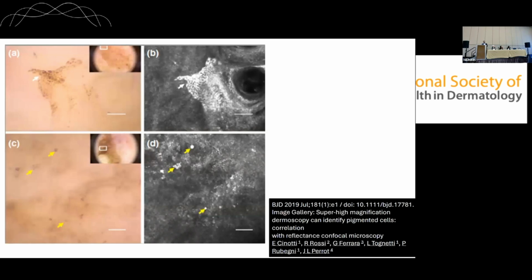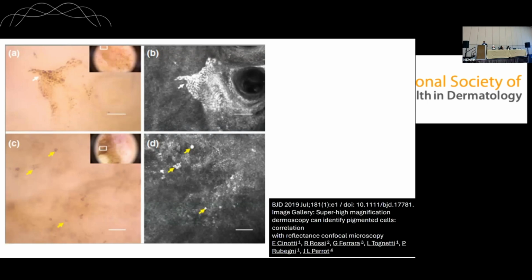This is 400x magnification. And for people who do confocal, they realize that these are melanocytes, pigment cells, right? If you look at the 400x dermatoscope, it almost mimics the way you can see at the confocal level.